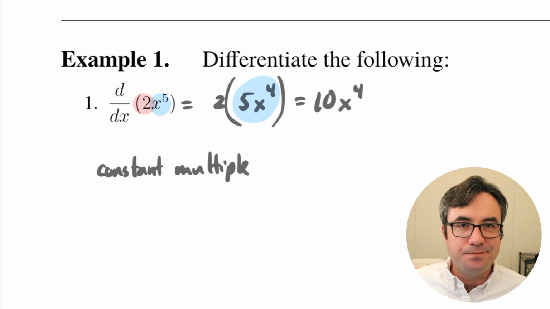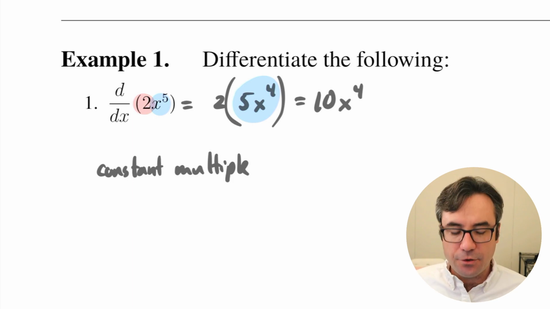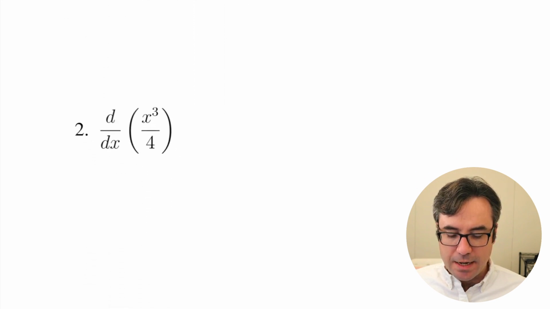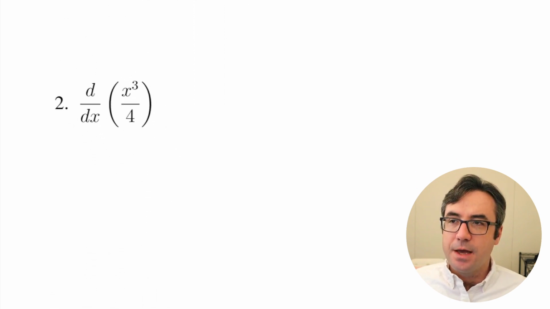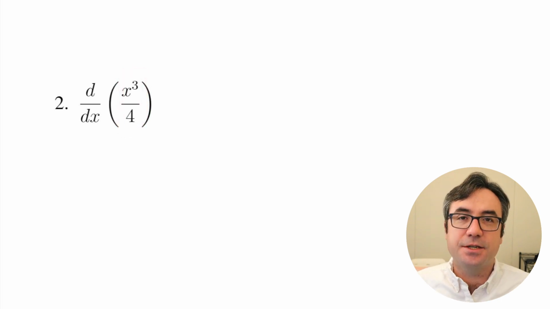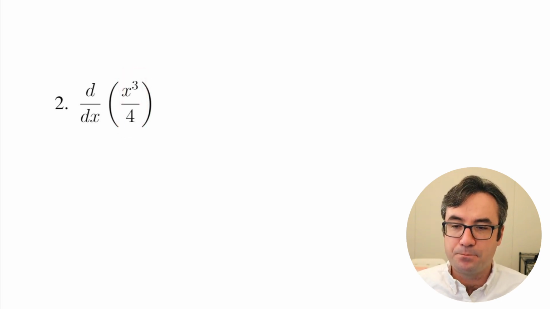All right. So that's the idea with the constant multiple rule. The constant multiple just sticks around in the derivative. Well, let's try another one. Let's try the second one here. We're going to do the derivative, that's what this means, of everything inside the parentheses. And our function this time is x cubed divided by 4.